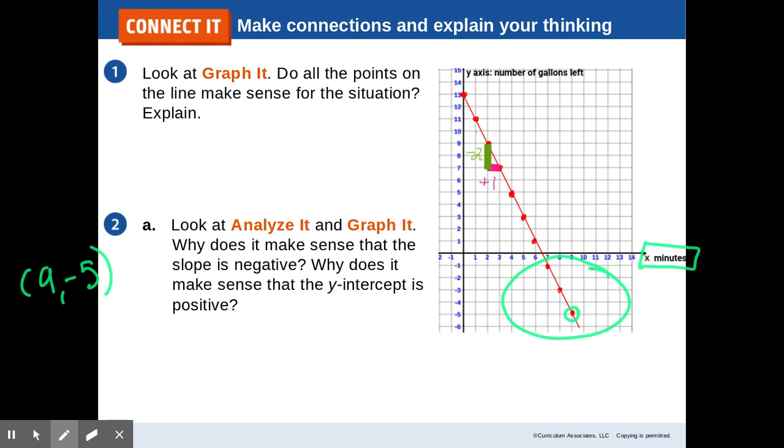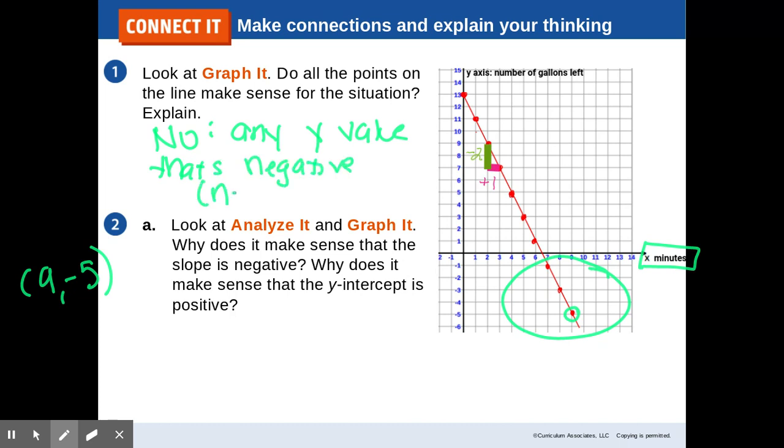So do all the points on the line make sense for the situation? No. Any y value that's negative doesn't, because that would be negative water, and that does not make sense in context. However, if this was not a context problem, those values that I circled down there would all make sense in this problem.